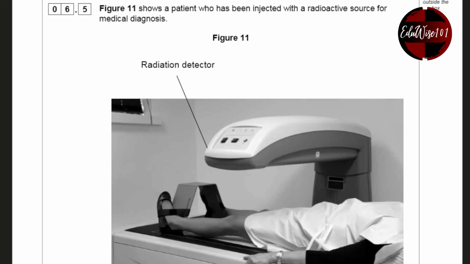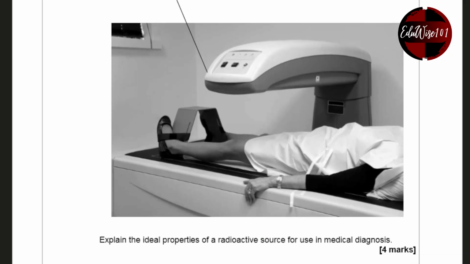Figure 11 shows a patient who has been injected with a radioactive source for medical diagnosis. So you have a radiation detector on the top. Explain the ideal properties of a radioactive source for use in medical diagnosis. Now, the ideal source should have a couple of properties. One, we can't actually use alpha because it's a short range. So you can see the distance is much larger. You could use maybe beta or gamma. And alpha will not go through the skin. Beta will, and so will gamma.